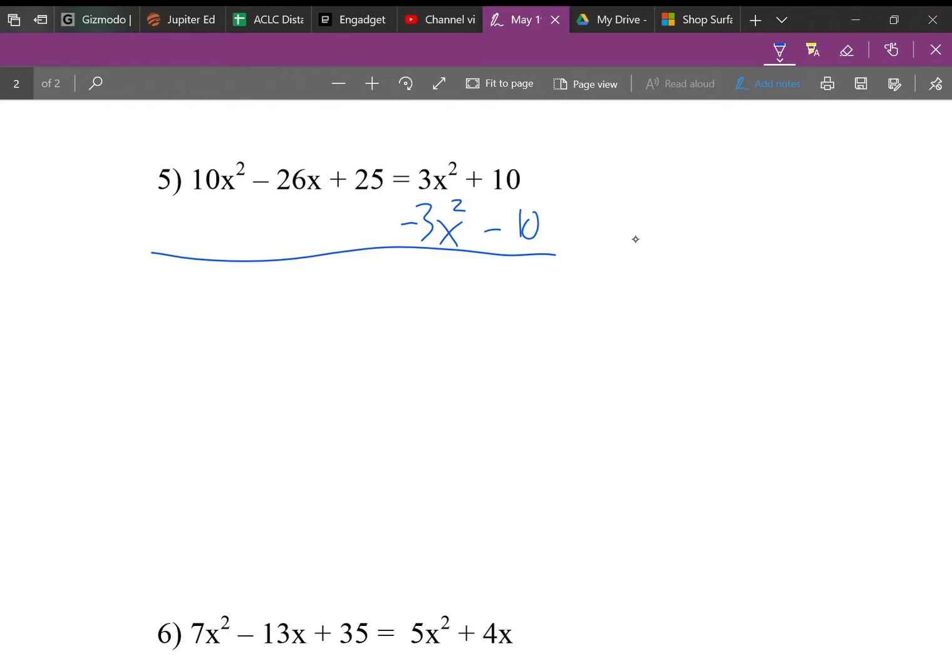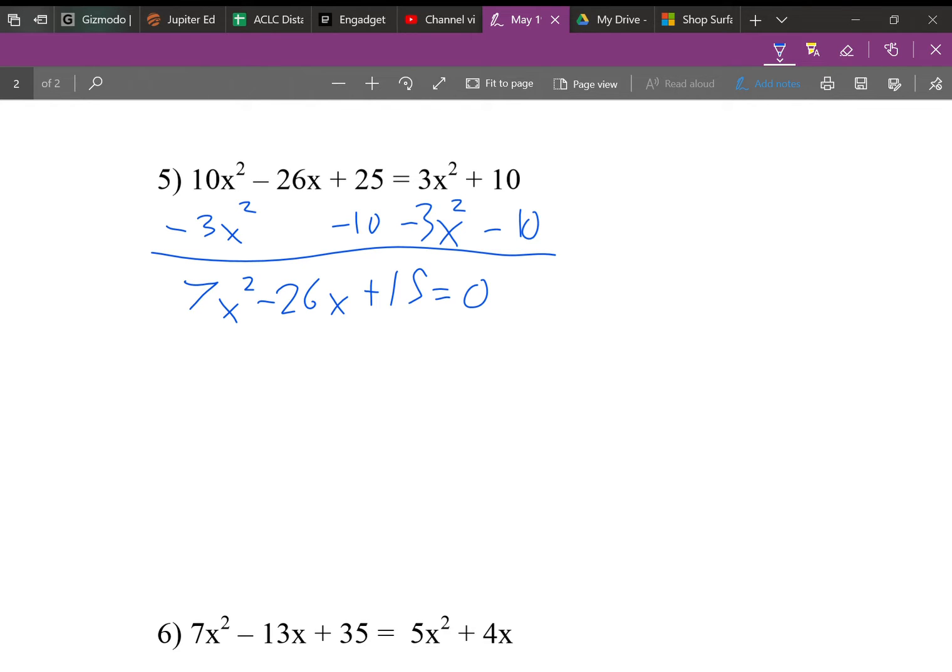Now, this is a little different. This is minus 3x squared, so that's going to go under the 10x squared, right? Those are like terms, and then the negative 10 goes under the positive 25. And then we simplify. So 10x squared minus 3x squared is 7x squared. Negative 26x just comes down. 25 minus 10 is 15. And this is now equal to 0, which is what I wanted.